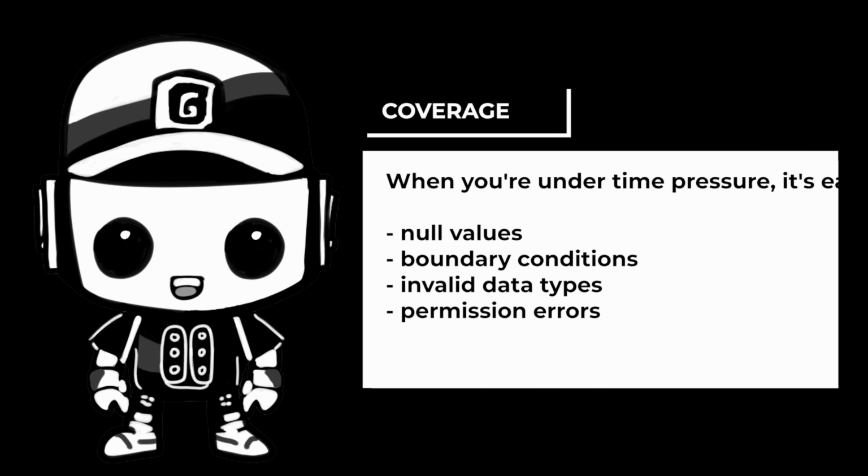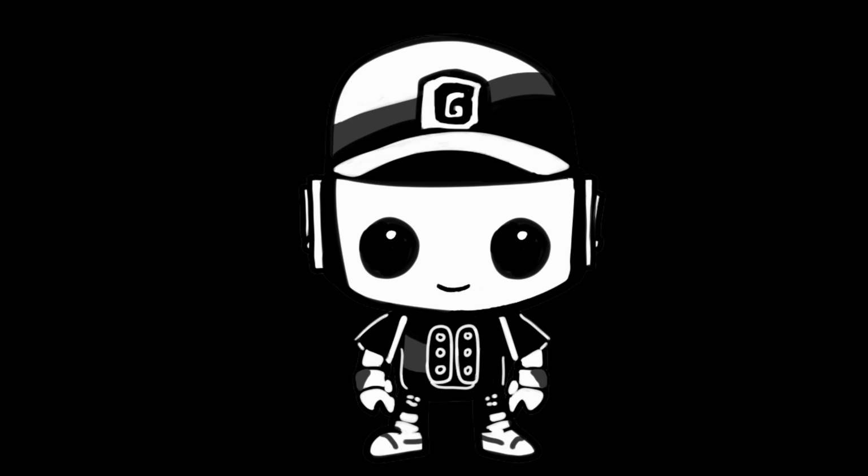Second is coverage. When you're under time pressure, it's easy to miss edge cases. ChatGPT has patterns baked in from thousands of test suites. It naturally thinks about null values, boundary conditions, invalid data types, and permission errors. It won't catch everything, but it catches more than you might on a first pass.